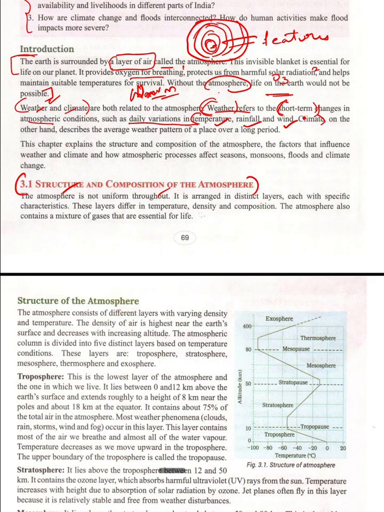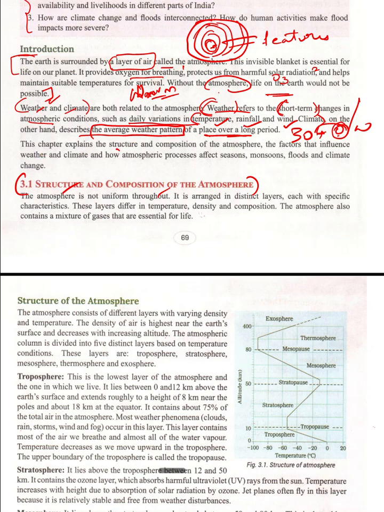Then coming to climate, the constant study of the weather for about 30 plus years gives the average weather pattern of that place. Suppose you are studying the weather patterns of an area for about 30 years, then that becomes the climate of that place over a longer period. I hope you have understood the two differences of weather and climate.